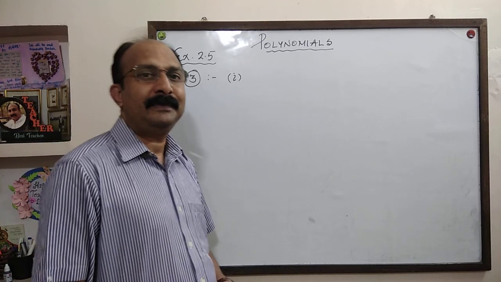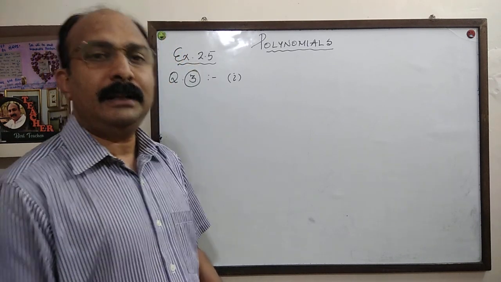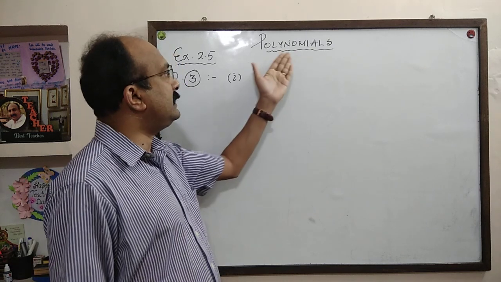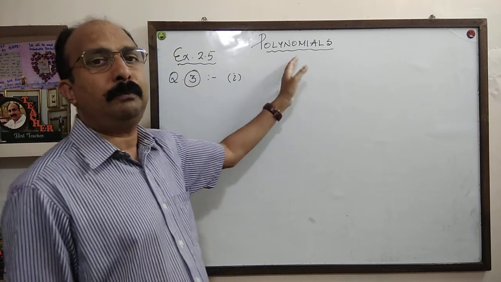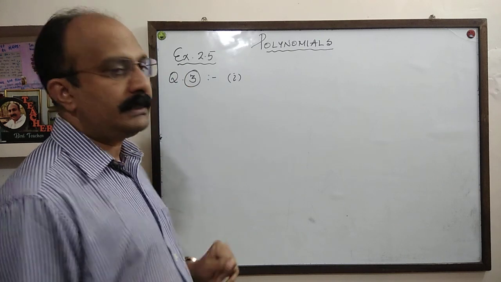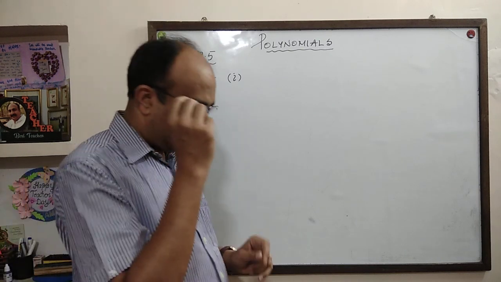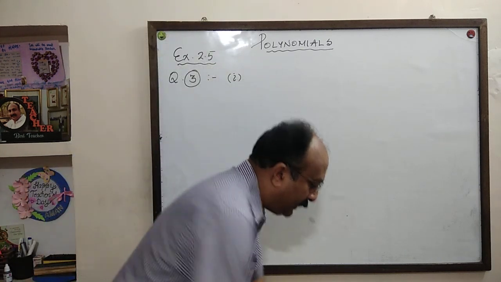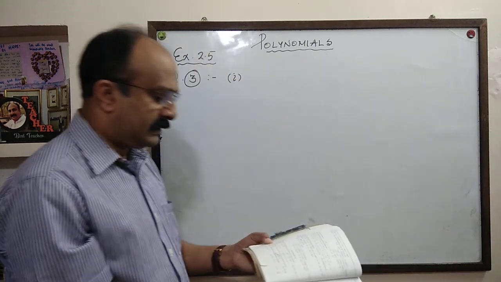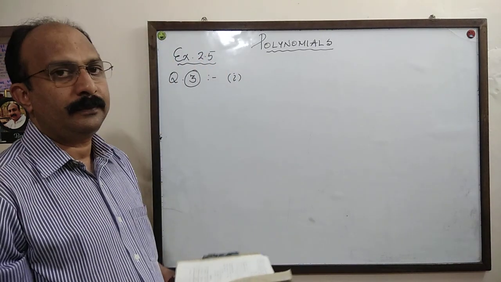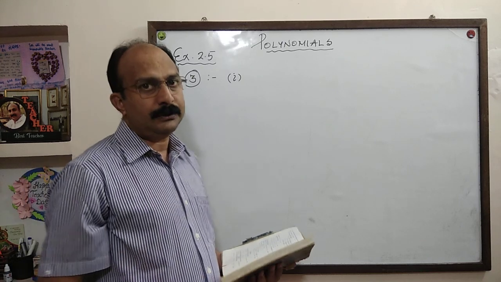Hi everybody. Once again I am here with the continuation of class 9 mathematics chapter 2 polynomials exercise 2.5. In the previous class we have done questions up to question number 2. I hope you have done the homeworks also.